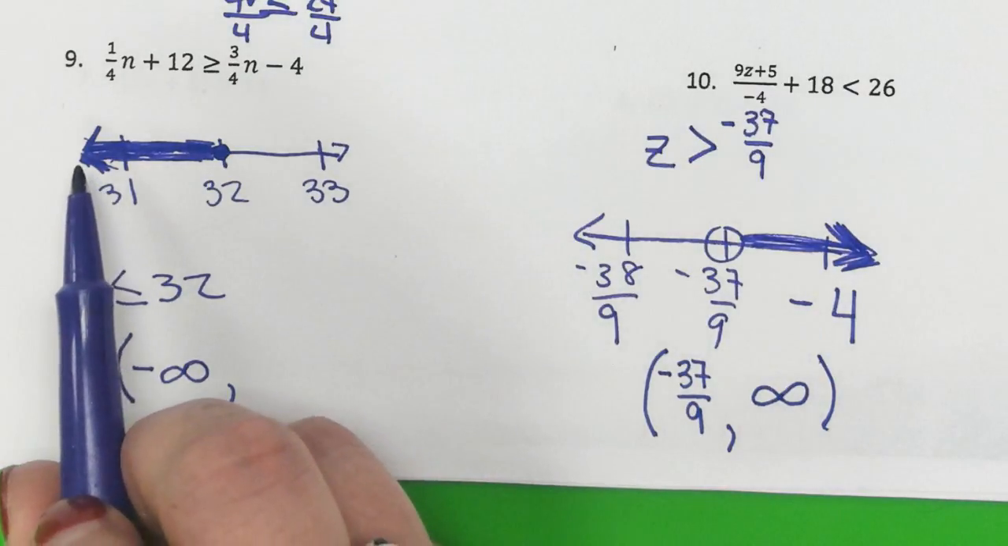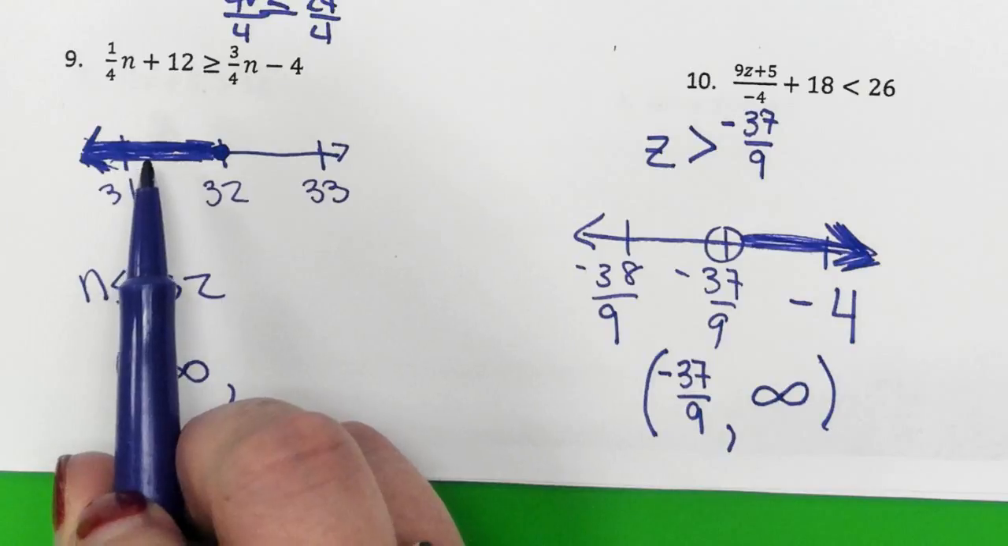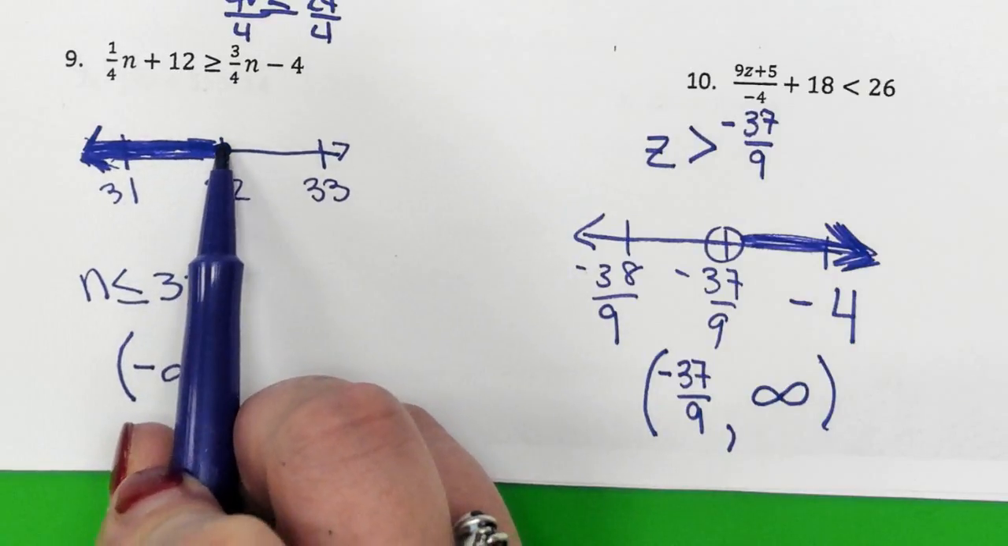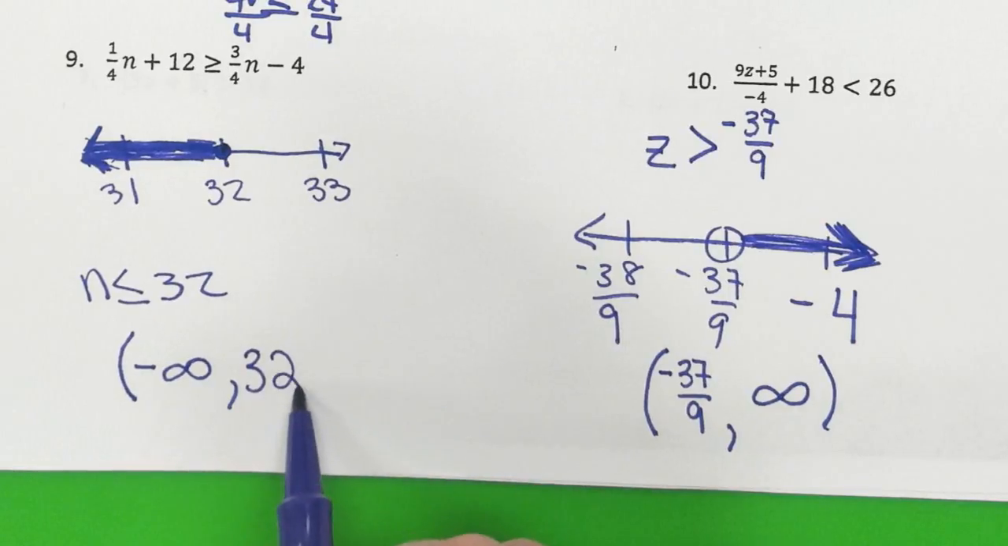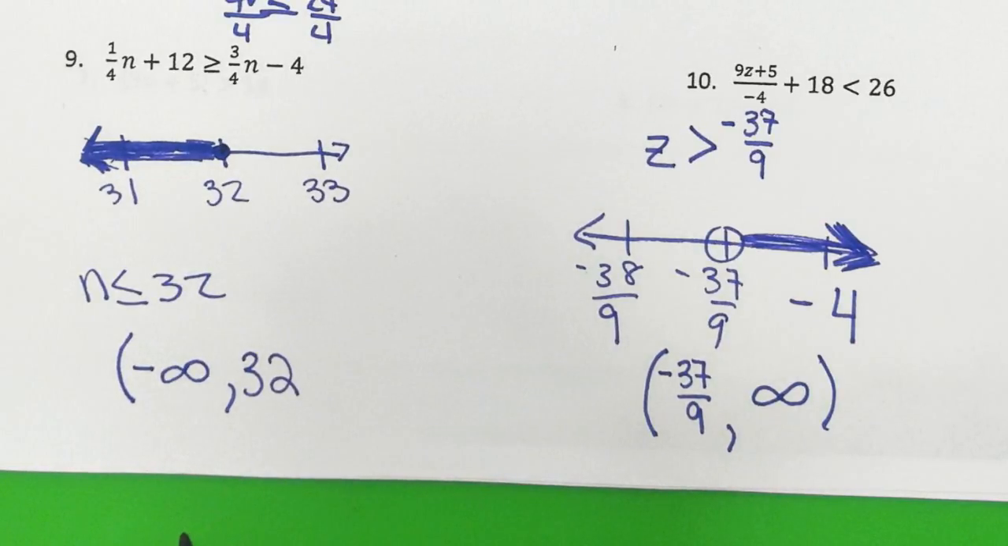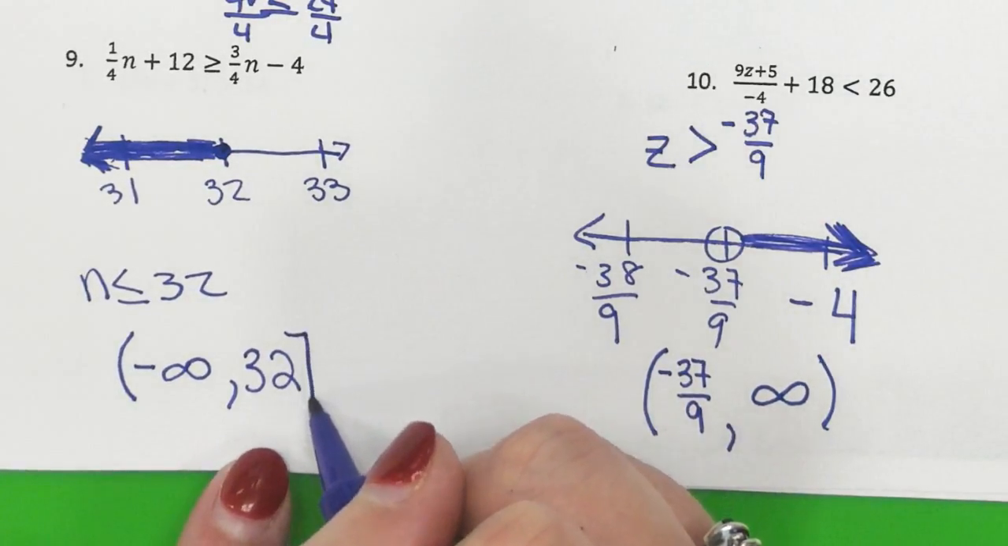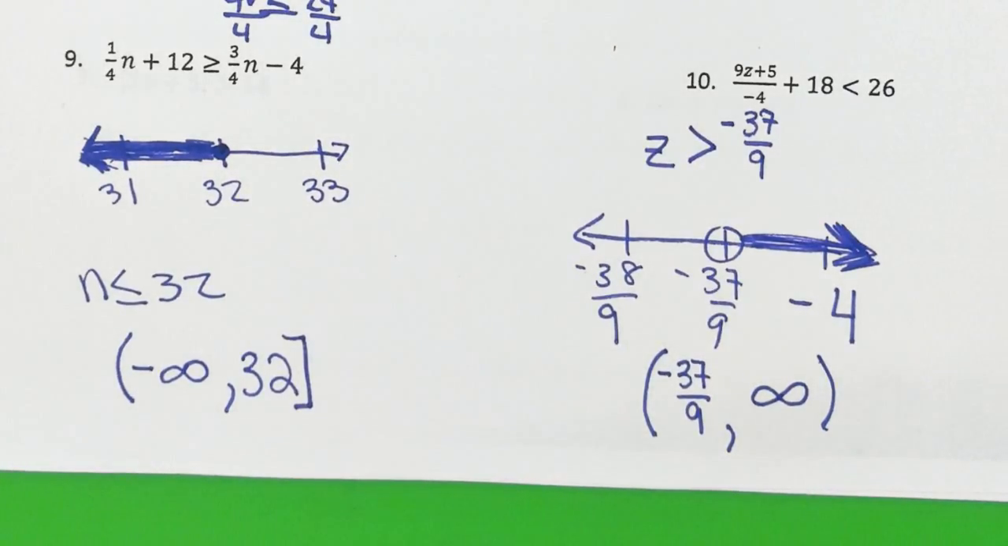Look at the right. I'm going, and I'm going, and I'm going. And where does it stop at? 32. Does it actually physically hit 32? So I'm not going to put a parentheses because it hit it. I'm going to use a bracket. Some of you that had me as a freshman remember this.